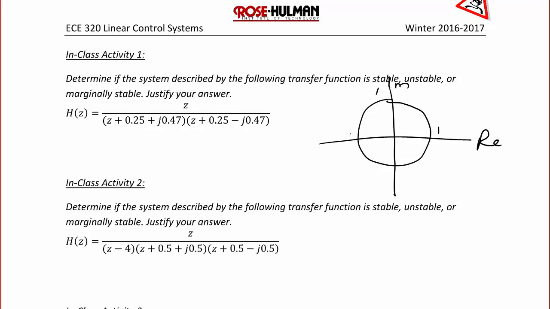here is my unit circle. What we have here is a 0 at the origin, and we have our two poles here and here at negative 0.25, 0.47 and negative 0.47. Since all of these are inside the unit circle, we have a stable system.